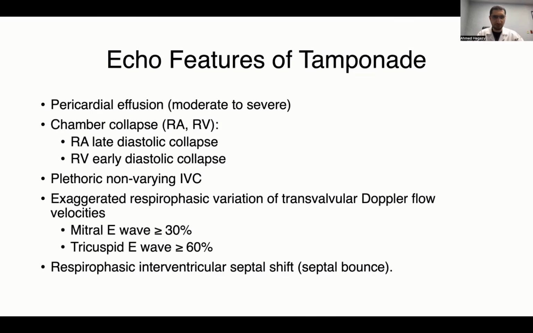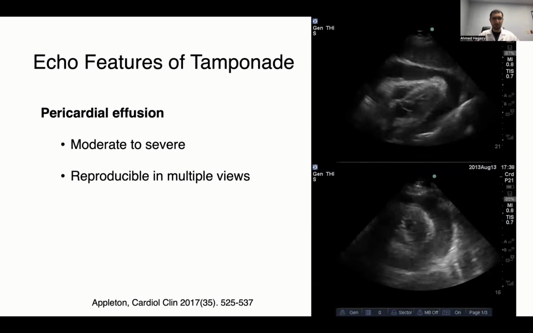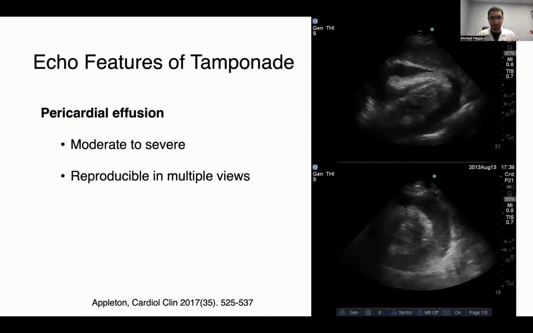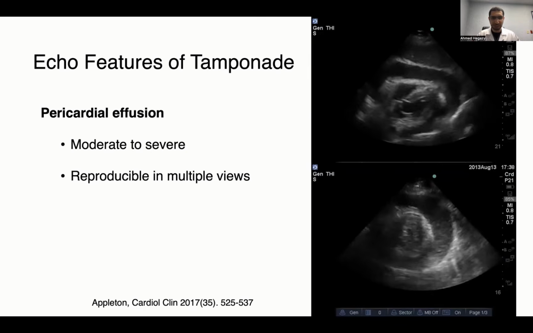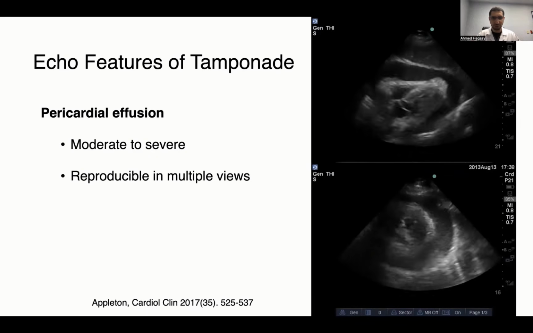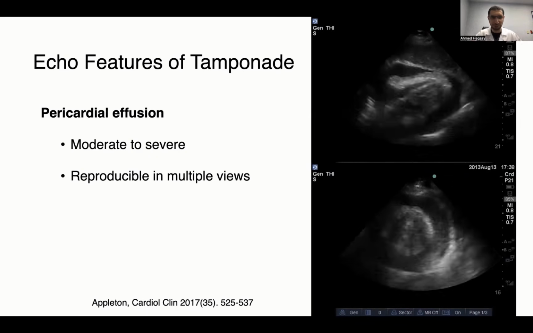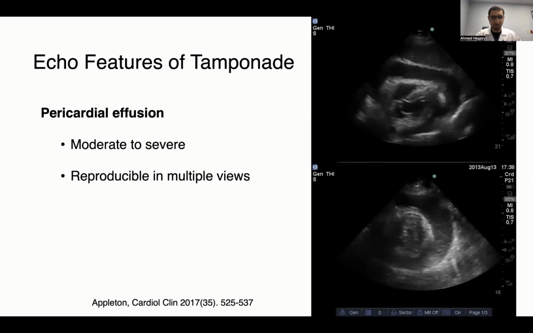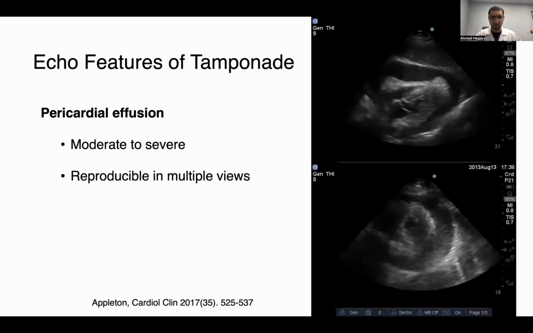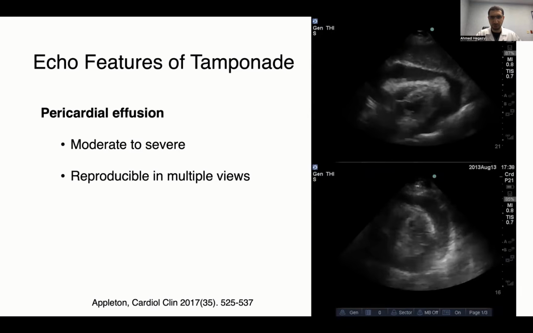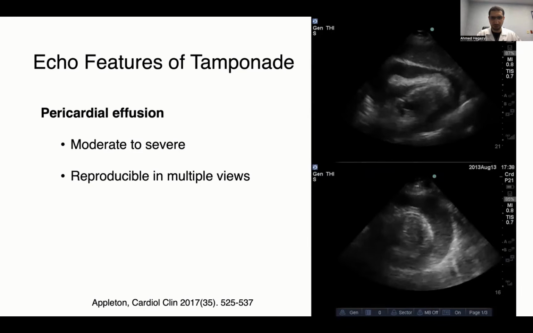These are the echo features of tamponade, and we'll go through them one by one right now. We'll first need to be able to demonstrate that we can see a pericardial effusion that is at least moderate, if not severe. So it has to be at least greater than 1 centimeter in diameter, and it's reproducible in multiple views. We can see it here in the subcostal four-chamber, and we can also see it in the parasternal short axis.